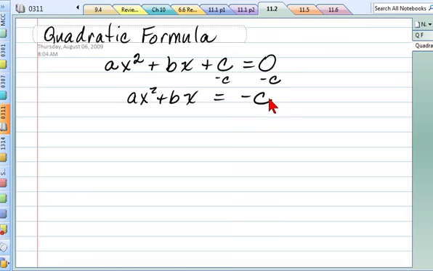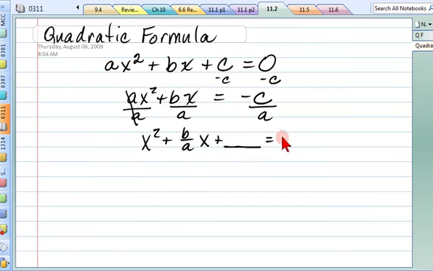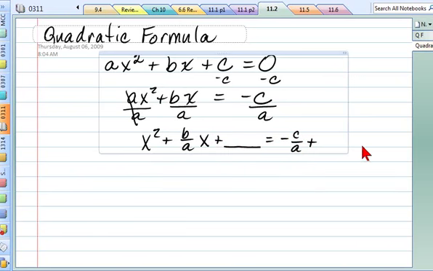And what else do I have to use completing the square? Doesn't this coefficient have to be a 1? So I would have to divide by a. So what I'm doing is the same process you did, except I'm doing it with the letters a, b, and c instead of numbers. That gives me x squared plus b over a x plus a blank is equal to negative c over a plus the same blank.